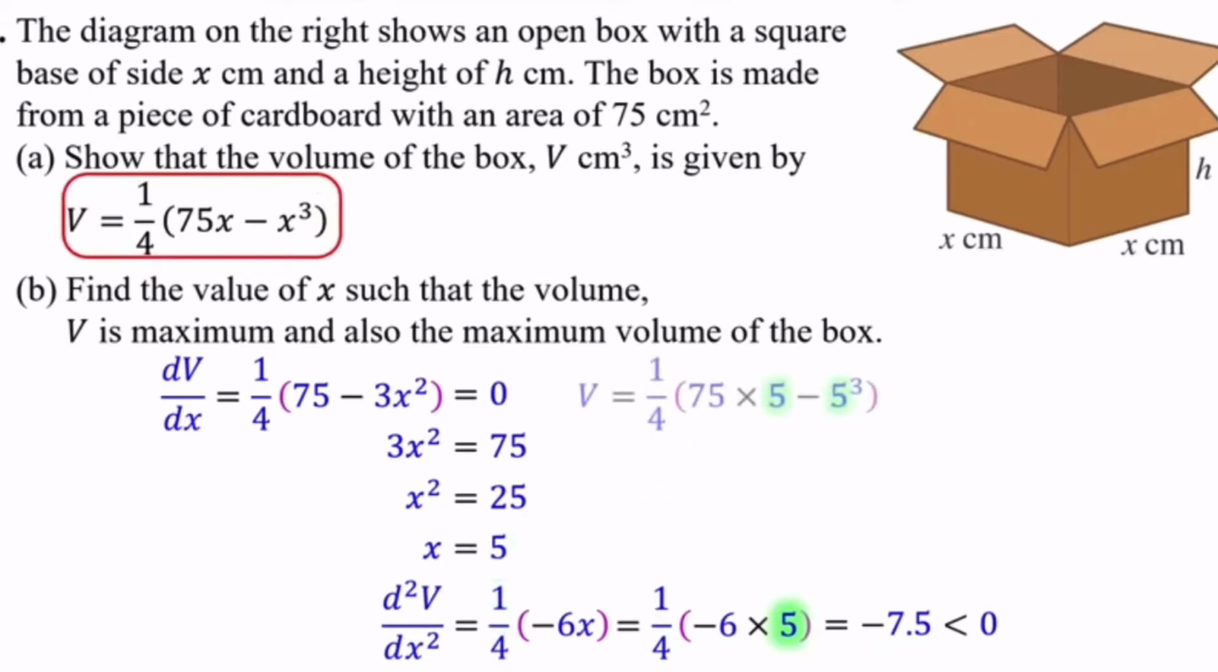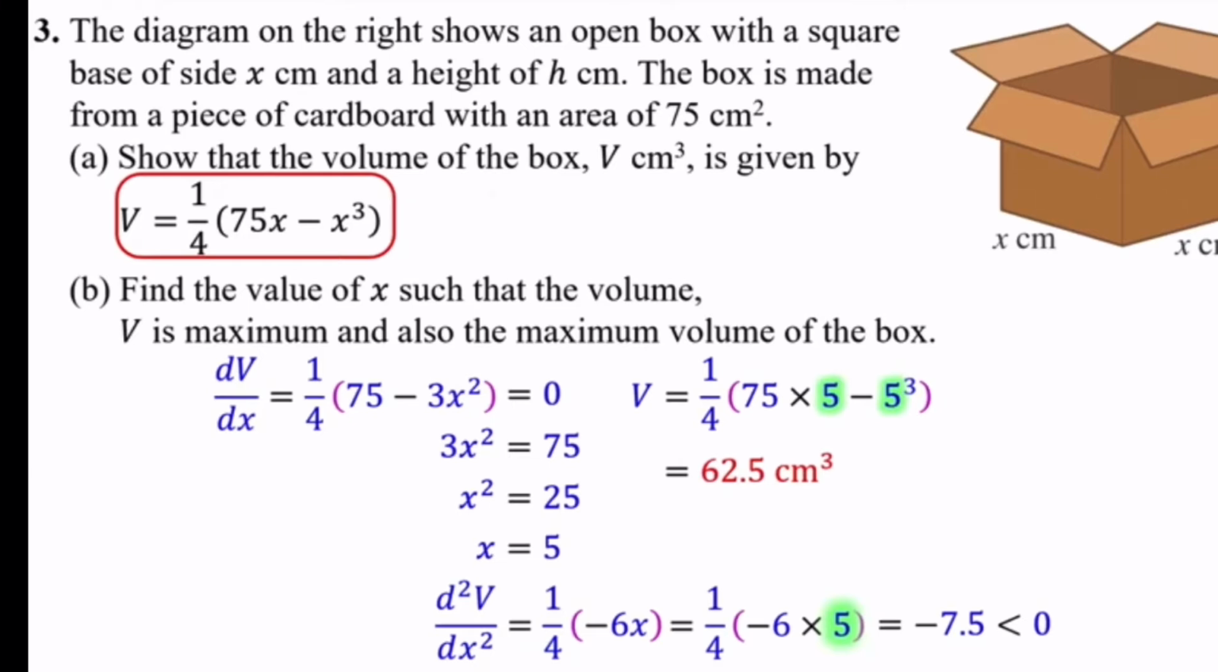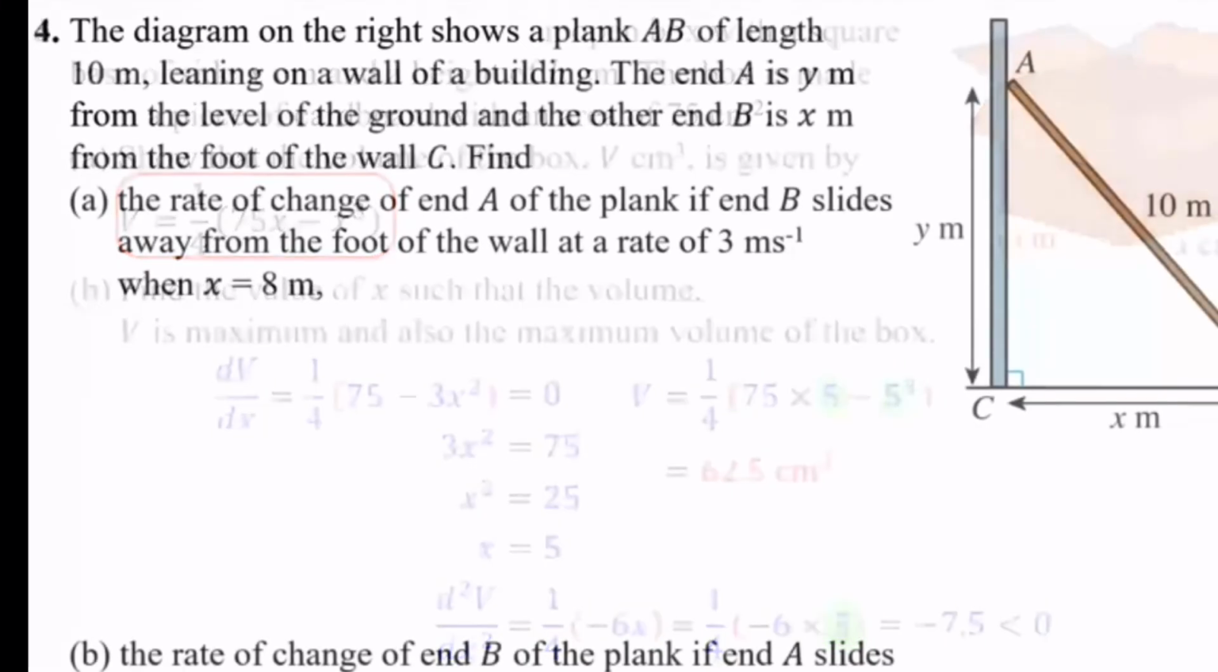Hence, in order to find the volume, we substitute the x, which is 5, into the volume formula, and this volume is actually equivalent to 62.5 cubic centimeter, and is in fact the maximum volume when the cardboard with the area of 75 centimeter square is used.